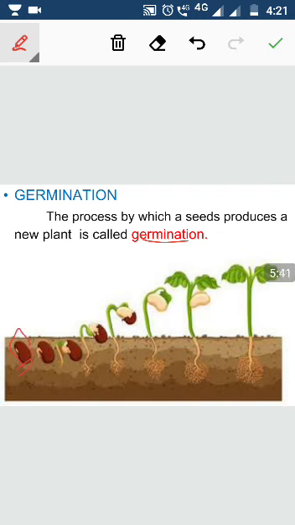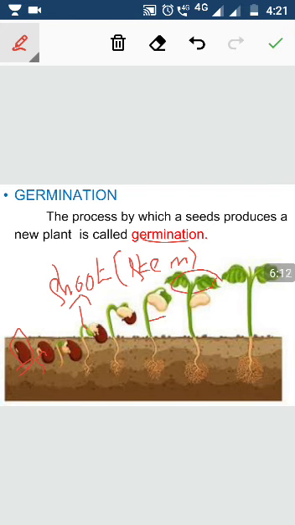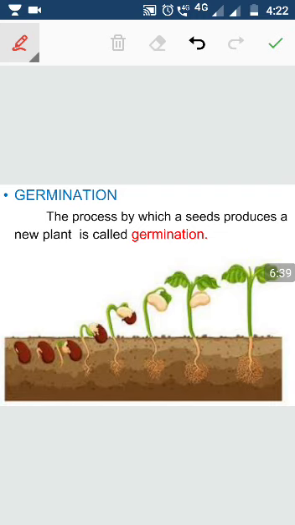After some days, a small root will emerge out of the seed. Then a small shoot. Shoot means the stem portion of a plant. The shoot gives rise to a stem, and from the stem the leaves will come out. Then it will gradually grow and give rise to leaves, then flowers and fruit. So a new plant is produced from a seed. The process by which a seed produces a new plant is called germination.